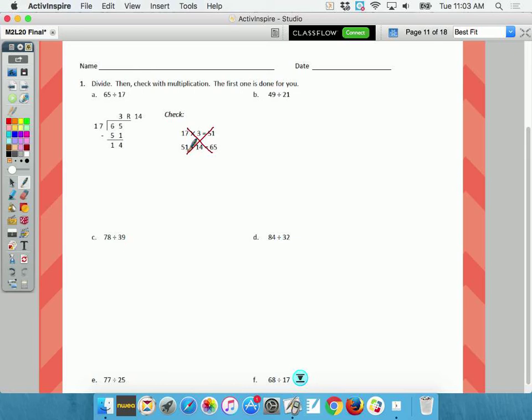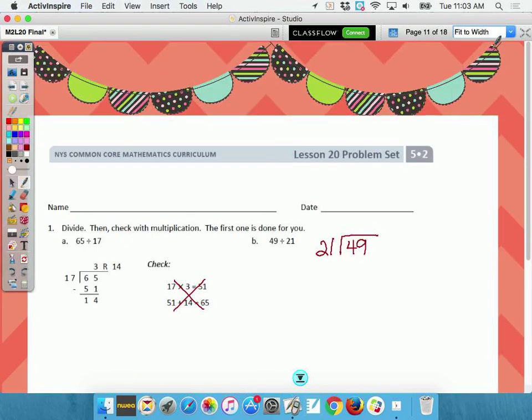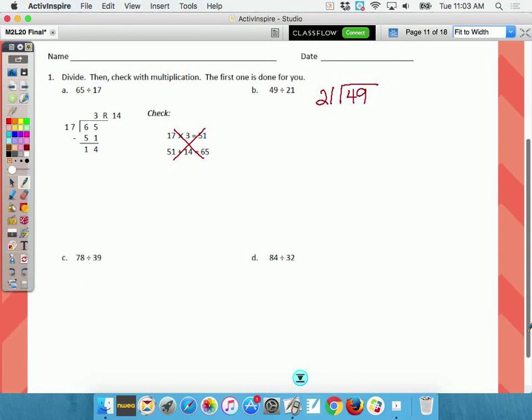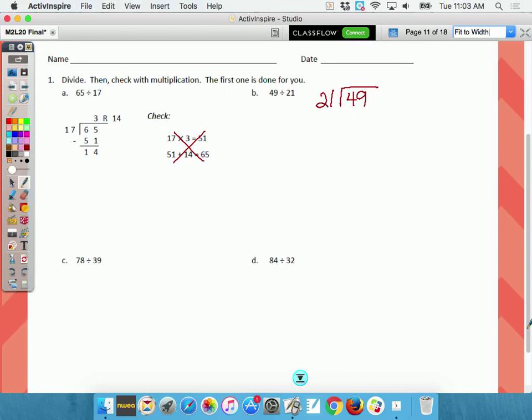First thing I want you to do is write the problem down. So what goes inside the doghouse? 49 divided by, okay, so 49 divided by 21. What could I skip count by? 21s. So 21, 42, 63, 84.